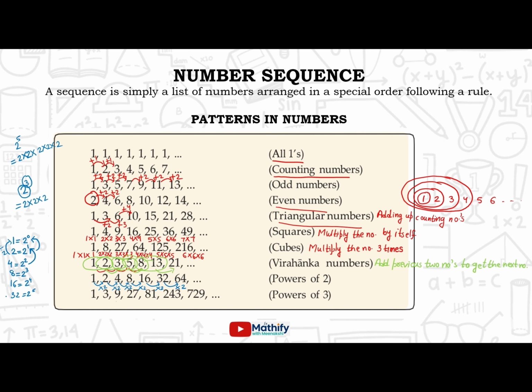You can see here 32 divided by 2, 16. 16 divided by 2 is 8. 8 divided by 2 is 4. And 4 divided by 2 is 2. So for one more step, if you go back, you will get 2 divided by 2, and that is 1.